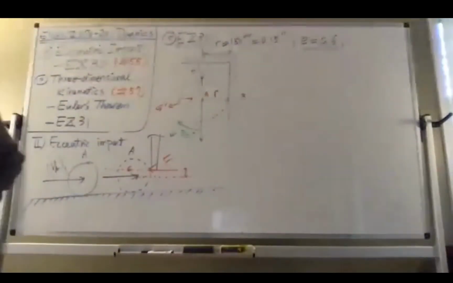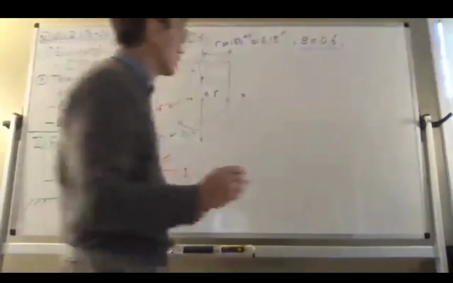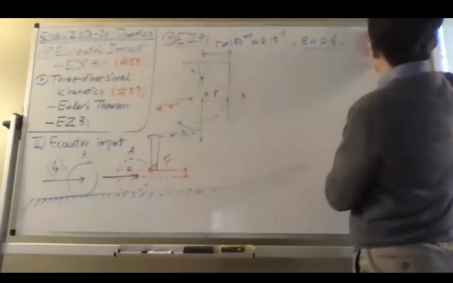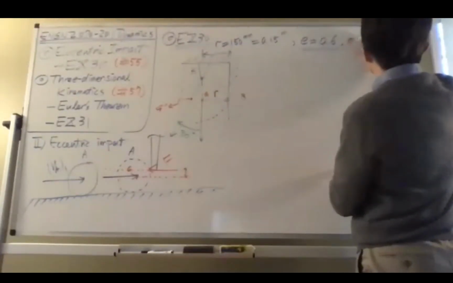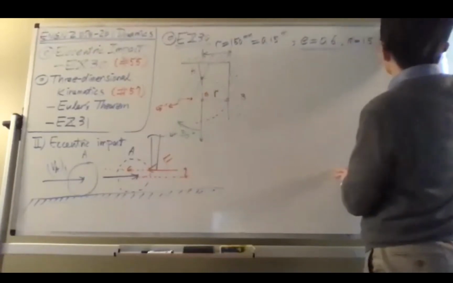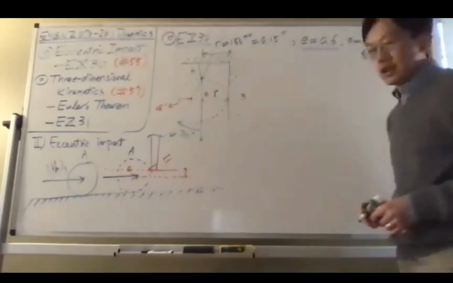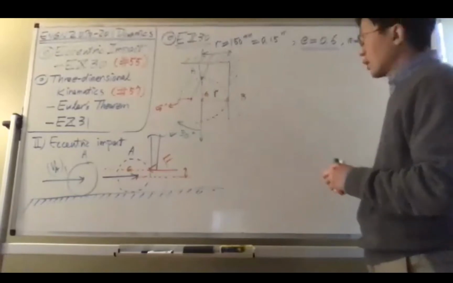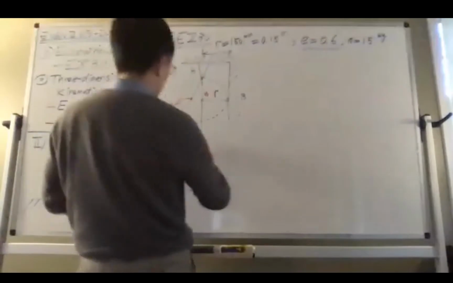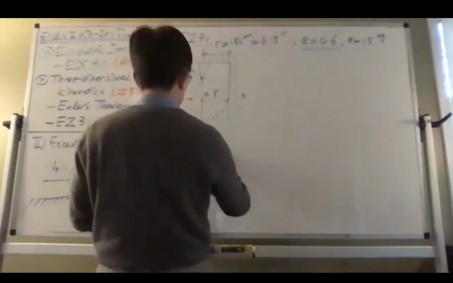And we also know the weight, or the mass, of the disk. So let me give you the mass. The mass of the disk is 15 kilograms. So what are we looking for? We want to know this angle, and we're going to call this measurement theta.